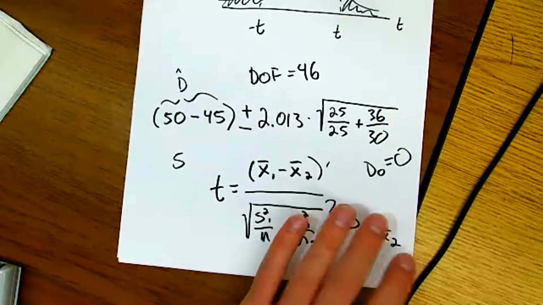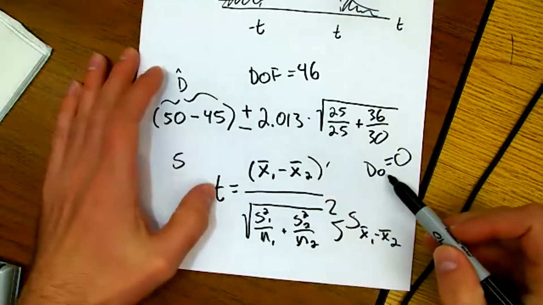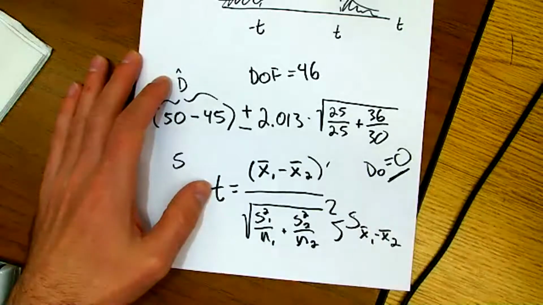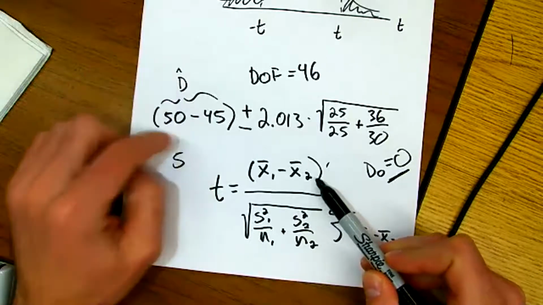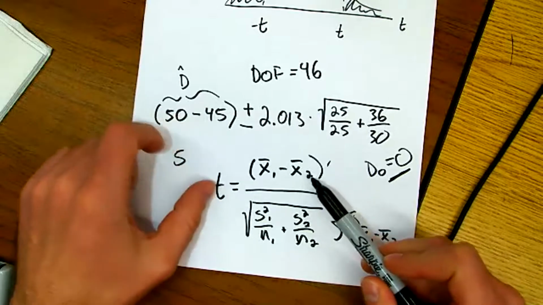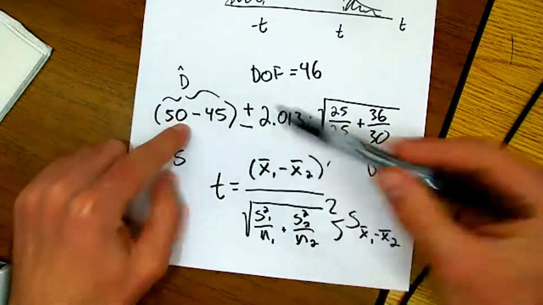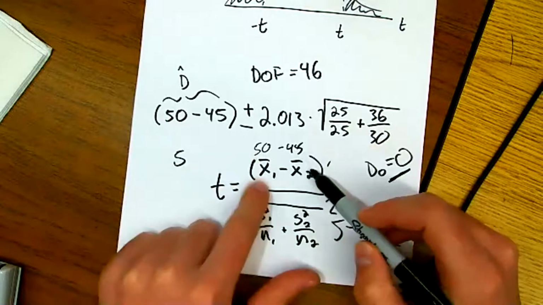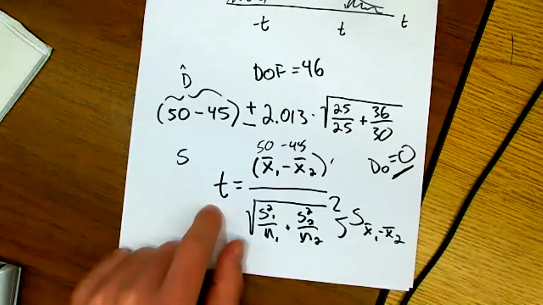If I find a positive difference, that's to the right of 0. Our test statistic is telling us how many standard deviations away from this assumed true value I am. So if I find a negative sample difference, my test statistic will be negative. If I find a positive sample difference, my test statistic will be positive. Here, when we plug those values in, we have this positive 5 difference. So we know our test statistic should be positive.